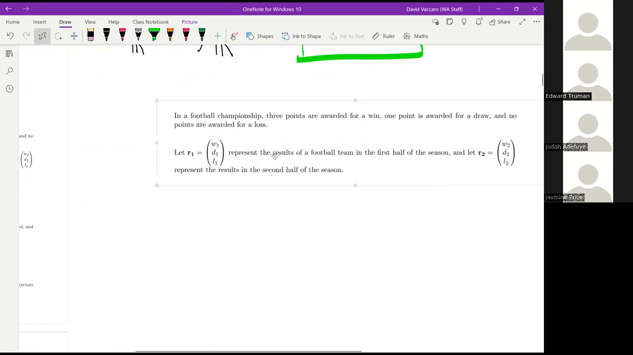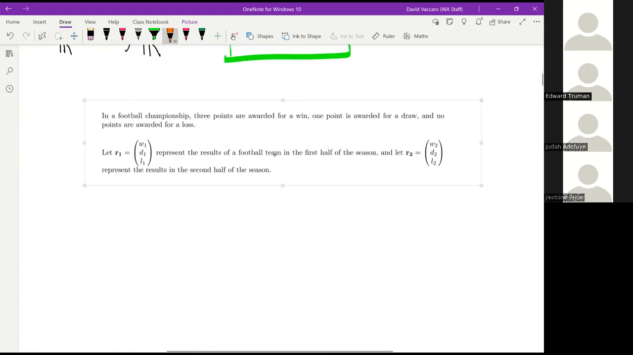So it says, in a football championships, 3 points are awarded for a win, 1 point is awarded for a draw, and no points are awarded for a loss. It then says, let R1 equal W1, D1, L1 represent the results of a football team in the first half of the season. So this is a vector, which is why it's bold. And R2 represents the results in the second half of the season.